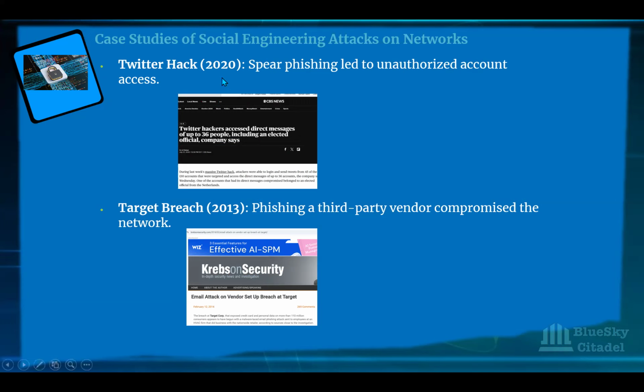Who heard about this attack? Does anyone remember this? The Twitter hack in 2020.